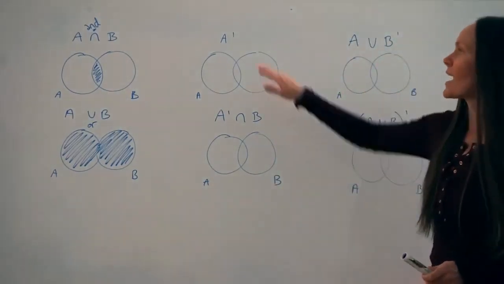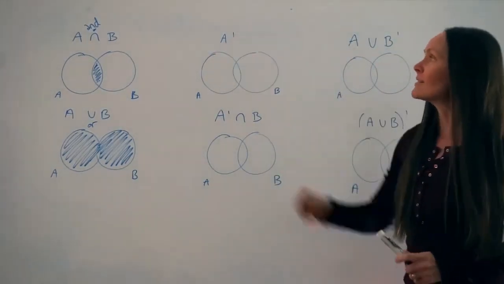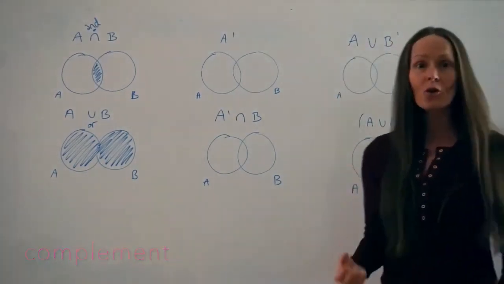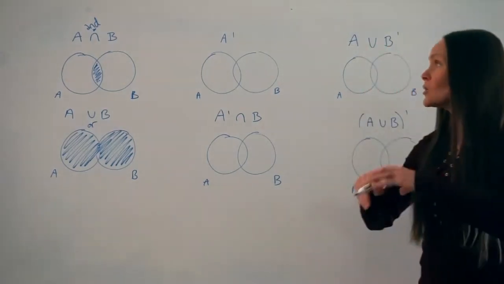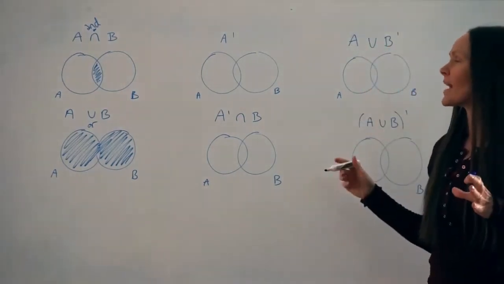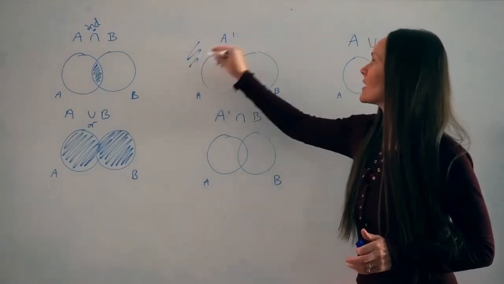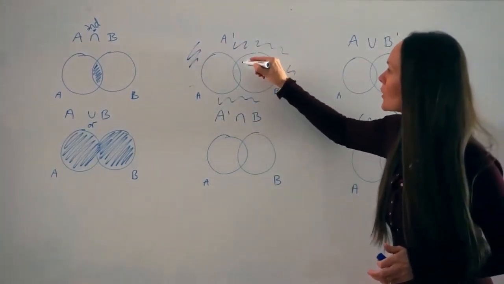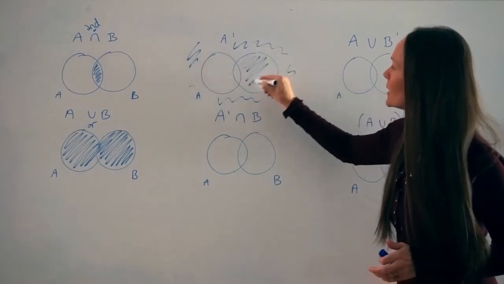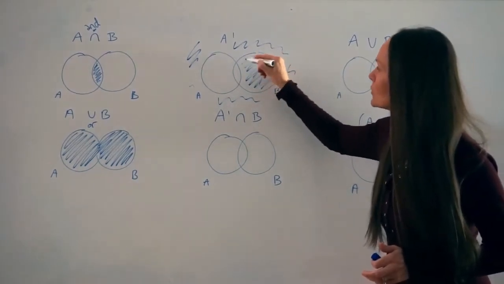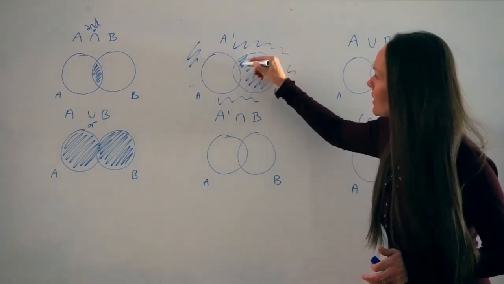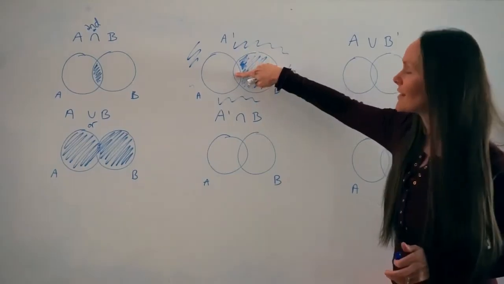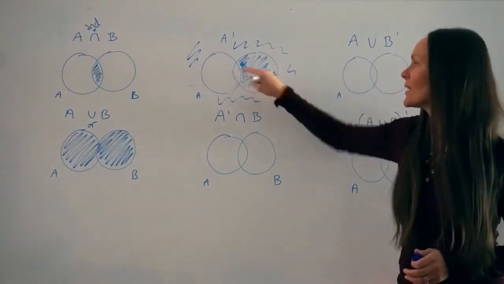In number 3, we have A with a little dash. This means the complement of A. So it means everything that's not in set A. So you would shade everything that's outside circle A. So everything outside circle A is everything around the outside of the circles, but also everything inside circle B up to, but not including, that overlapping part. Okay, because the overlapping part would fall inside set A, which can't be allowed, okay?